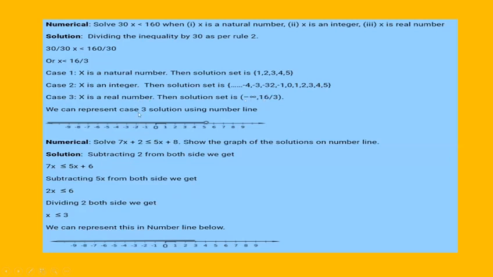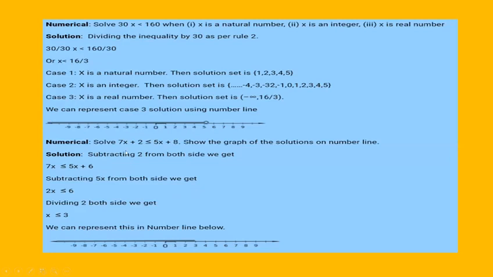We can also represent this solution using a number line. You can see that only the less than sign is given, not equal to. That means we draw a hollow circle at 5.3, and then a darker line to minus infinity, that is, on the left side of the number line.